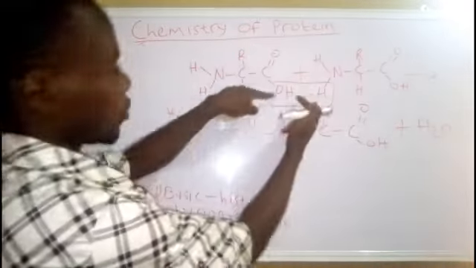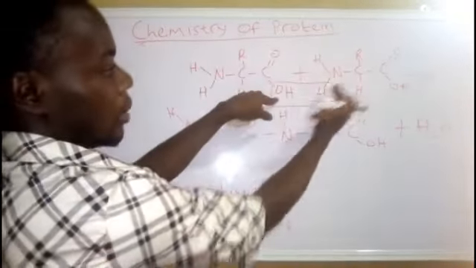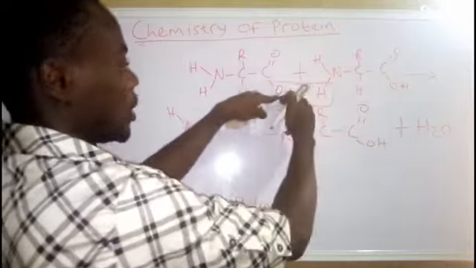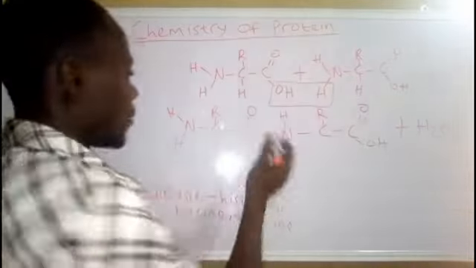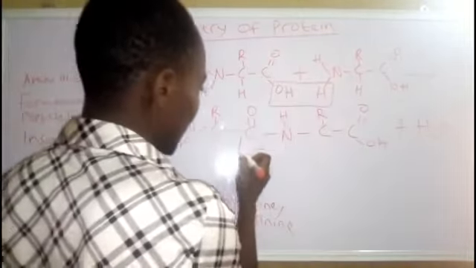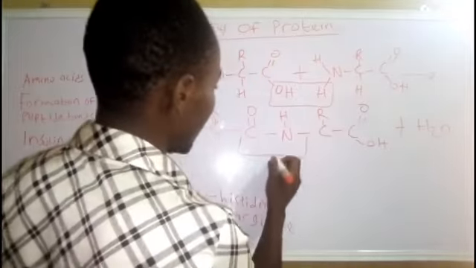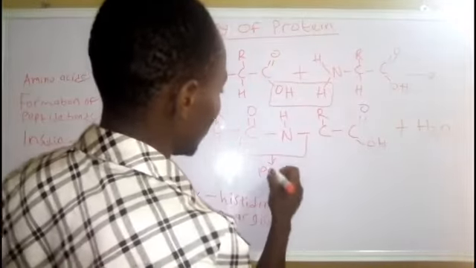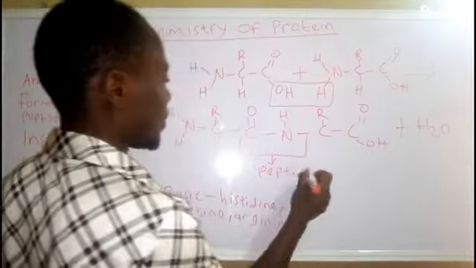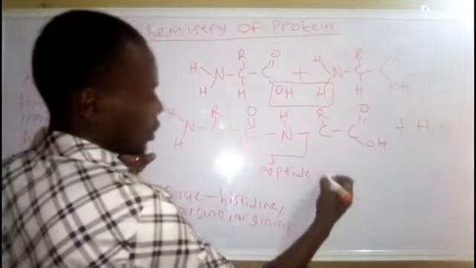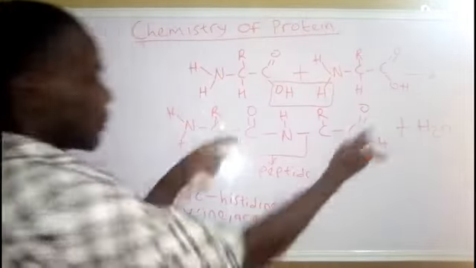So the water is gotten from here. This one releases hydrogen, this one releases hydroxyl. So it happens like that. Now this part is called the peptide bond. Peptide bond. So that's the peptide bond.